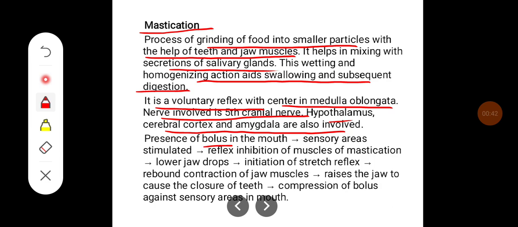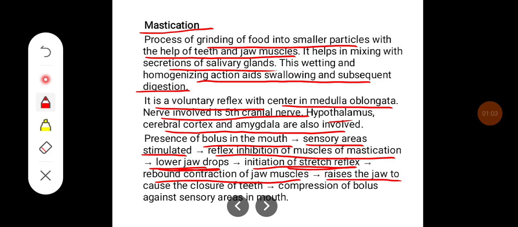The presence of bolus in the mouth leads to sensory areas around the mouth being stimulated, which causes reflex inhibition of muscles of mastication. So the lower jaw drops, and that initiates the stretch reflex. This causes rebound contraction of the jaw muscles, which raises the jaw to cause closure of the teeth. That leads to compression of the bolus against the sensory areas of the mouth, and this cycle is repeated.